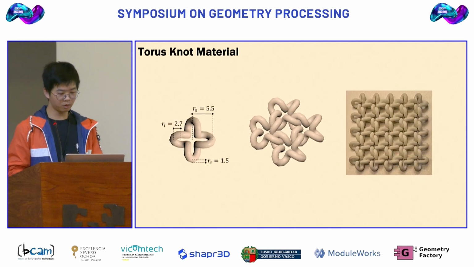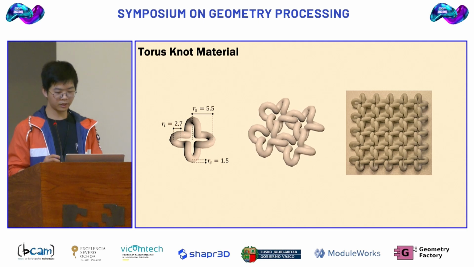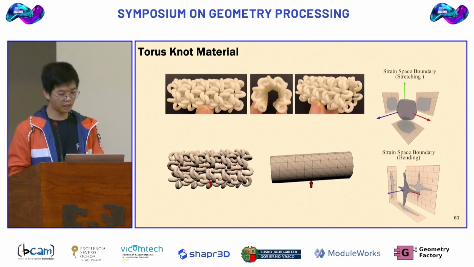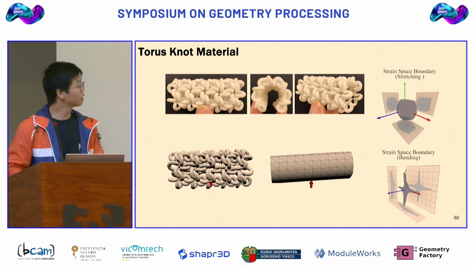And the second example is a four-fold symmetric material consisting of torus node elements arranged in a regular quadrilateral grid. And this material exhibits very large bending deformation in 0 and 90 degrees, but a much tighter threshold in 45 degrees. And this behavior can be identified in the strain space boundary for bending because it shows a star-shaped protrusion, and this shows that the bending in 45 degrees gives a much tighter threshold, and in 0 and 90 degrees it shows very large bending as shown here.